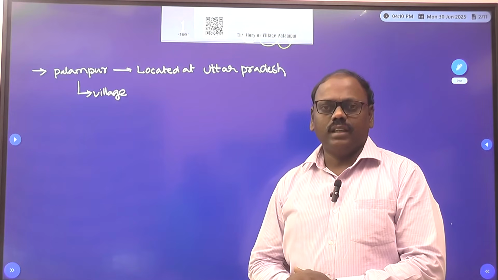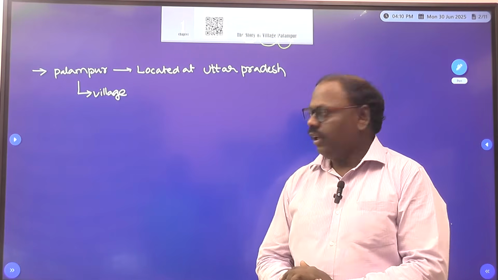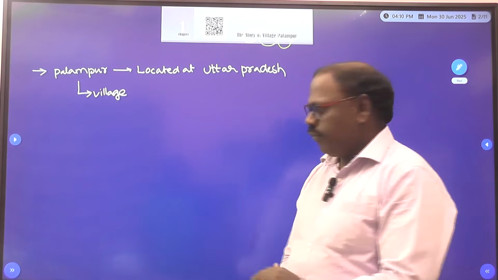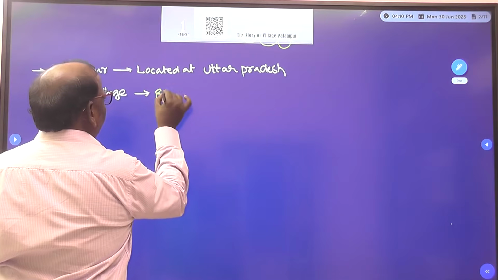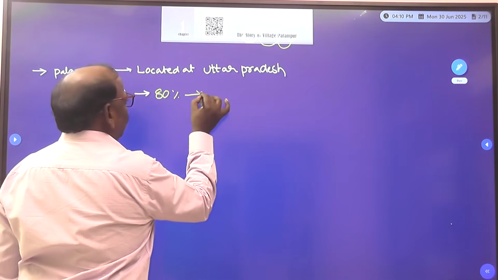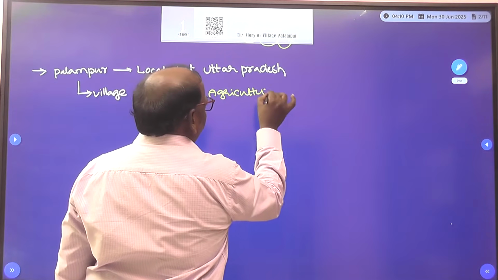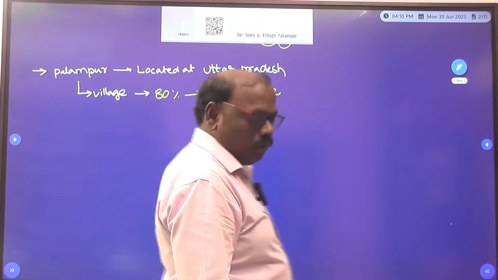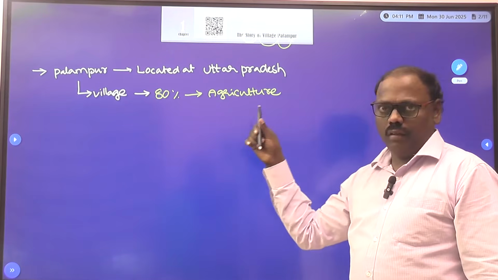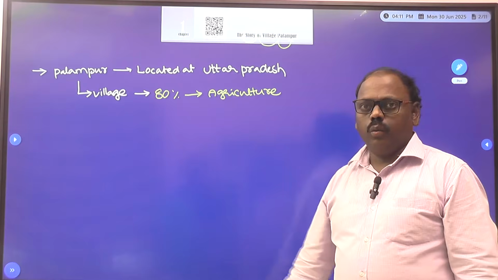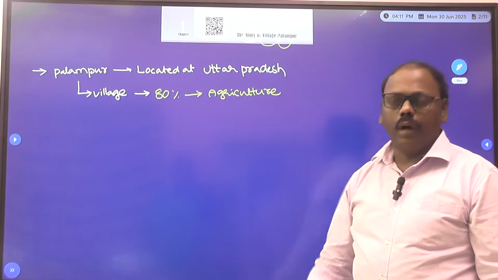The moment we are discussing a village, you might all be aware that in any village, most of the people, about 80%, primarily depend upon agriculture. So in this class, the story of village Palampur, we are going to discuss how the Palampur village does farming with respect to agriculture.